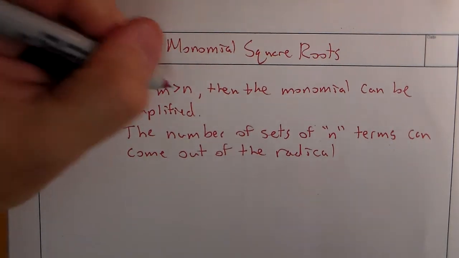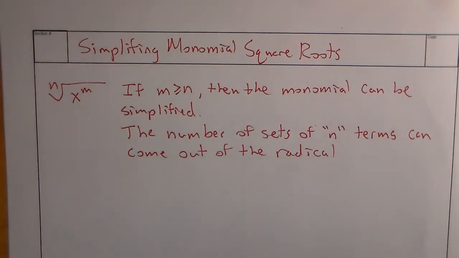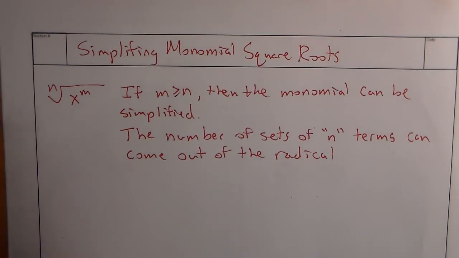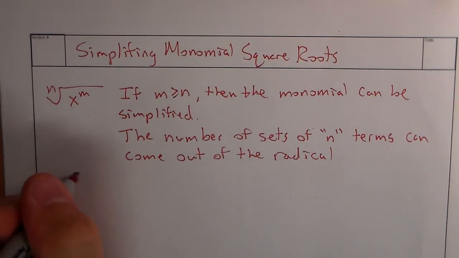We're going to say if m is greater than or equal to n, then the monomial can be simplified, and that's looking for the number of sets of n terms that can come out of the radical. So if this number is equal to n or greater than that, we can actually simplify it further. So let's look at some basic examples.